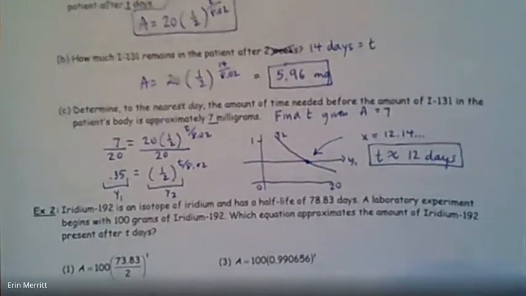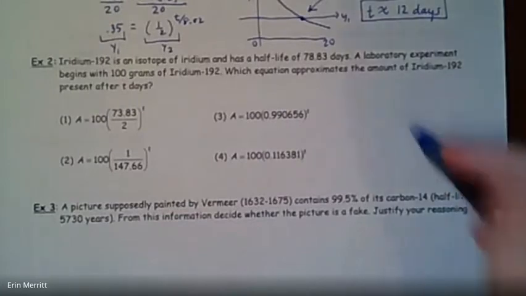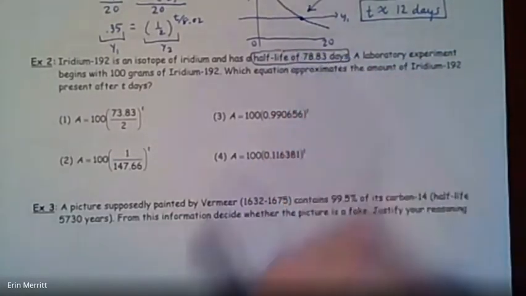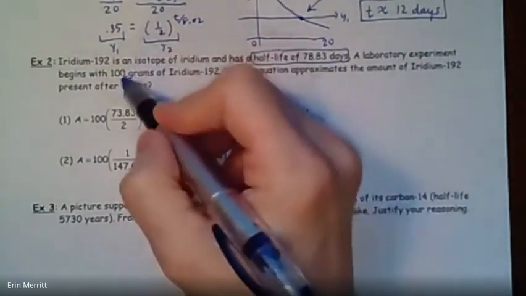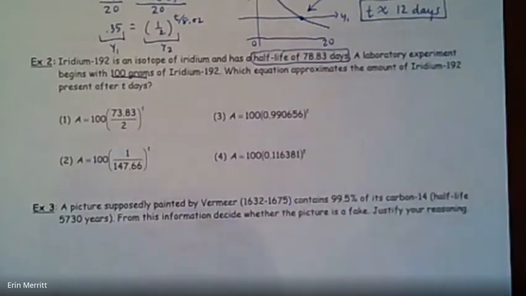All right, example number 2. This time we have iridium 192. It's an isotope. Half-life is 78.83 days. A laboratory experiment begins with 100 grams, which equation approximates the amount that would be present after t days.